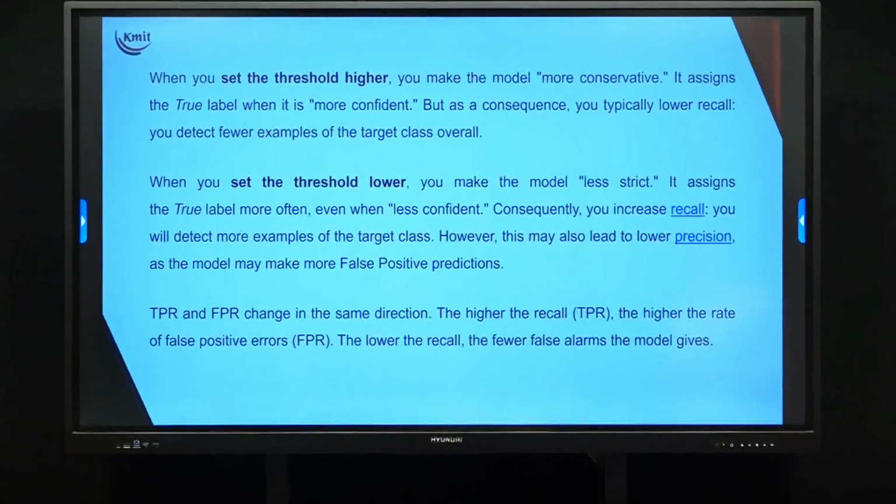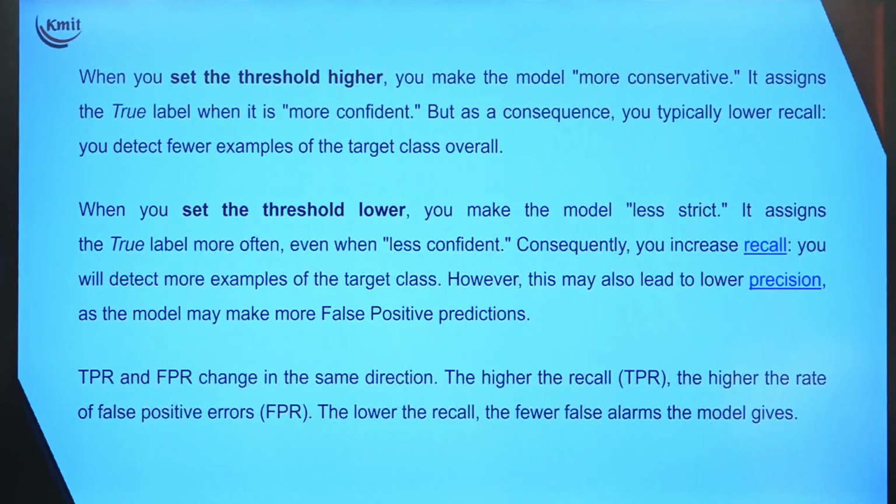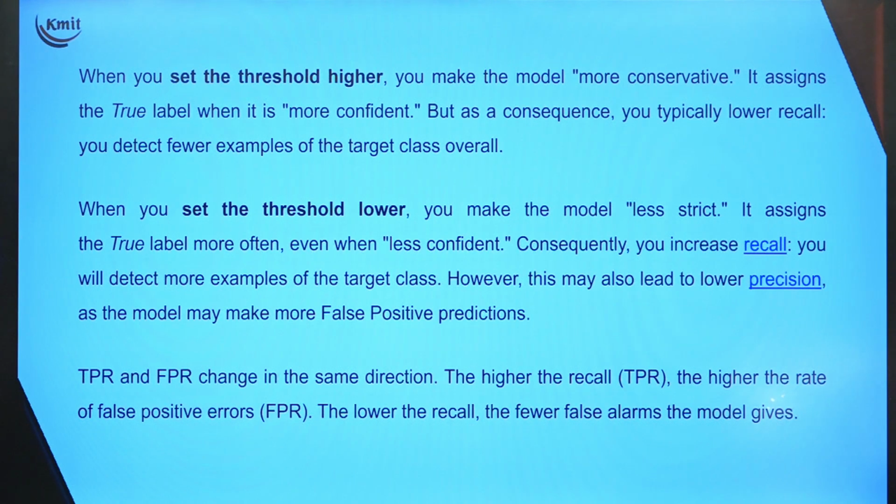When you set the threshold higher, you make the model more conservative. It assigns the true label only when it is more confident. But when you set the threshold lower, you make the model less strict. It assigns the true label more often, even when less confident. When you do that, you will be increasing your recall. You'll detect more examples of the target class. However, it may lead to lower precision.